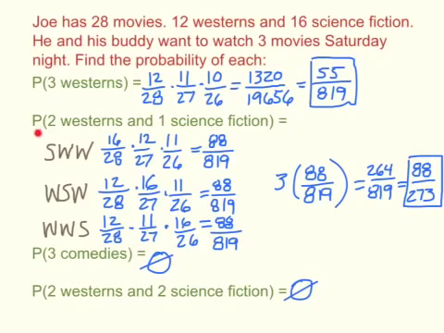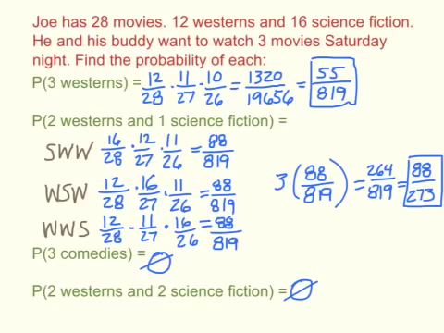Next situation, choosing 2 westerns and 1 science fiction. And you can see there's 3 ways that this can occur. Science fiction, western, western; western, science fiction, western; or western, western, science fiction. And here are the probabilities. 16 out of 28, science fiction. There's only 27 movies left. 12 of them are westerns. He chooses a western. There's only 11 westerns left. And there's only 26 total movies left. Multiply the numerators, multiply the denominators, and you reduce, and you get 88 over 819.